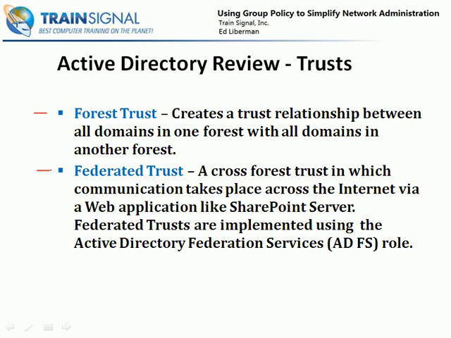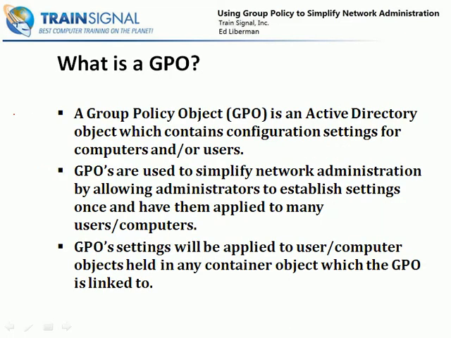So if you're doing this across the internet, you can use web applications to go ahead and provide access to those specific resources. So now that we know what the basic structure of Active Directory is, we need to talk about one special type of object that you'll find in the Active Directory database, and that's called a group policy object, or what's more commonly referred to as just simply GPO.